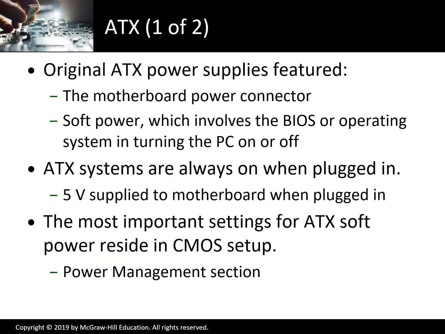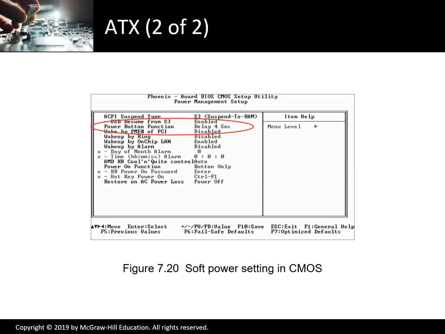Now, the original power supplies were kind of difficult. All right, when you turned off an AT, you had a key like a gun safe, and it turned off physically. With the ATX, we had what was called soft power. We could use the BIOS or the operating system to turn the PC off. Now, ATX systems are always on when plugged in. The 5-volt motherboard, when it's plugged in, can go dormant. Most important settings for the ATX soft power are in the CMOS setup. They have a whole power management system. Here goes a picture of it.